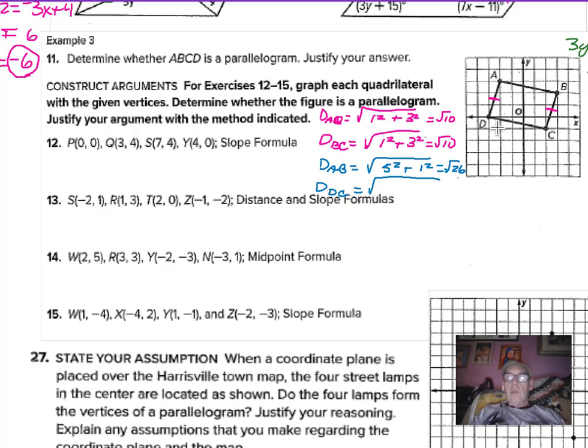So let's look at D to C. 1, 2, 3, 4, 5. It's 5 squared for that part. And we got a negative 1 for this part. Negative 1 squared is still 1. You get root 26. So by using the distance formula, we've shown that both pairs of opposite sides are congruent. So yes, it is a parallelogram.